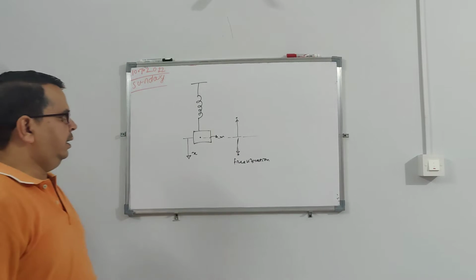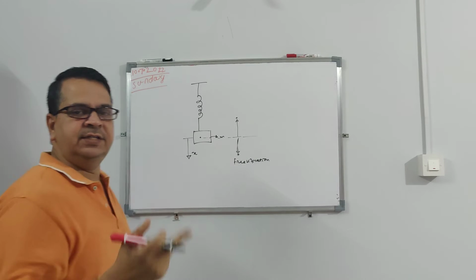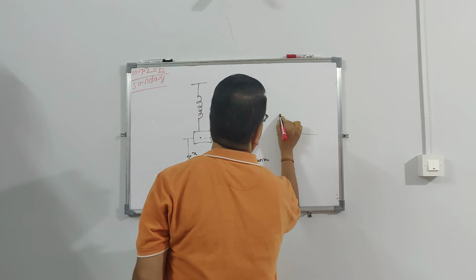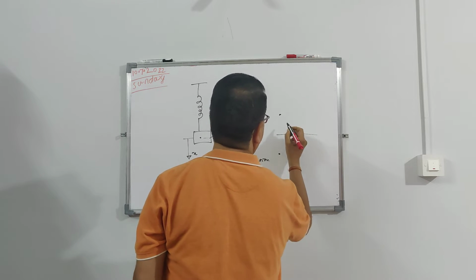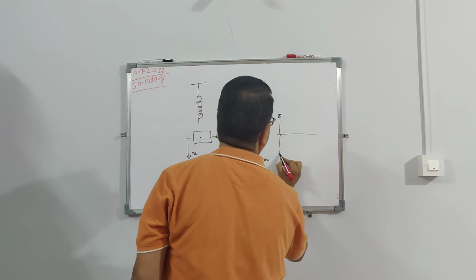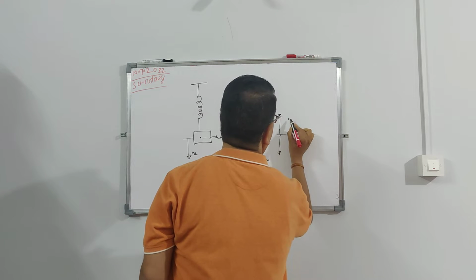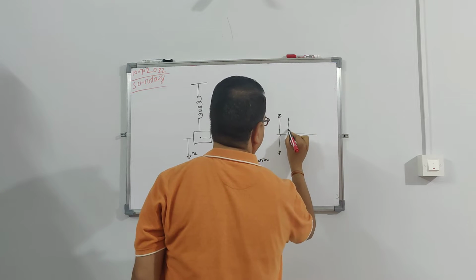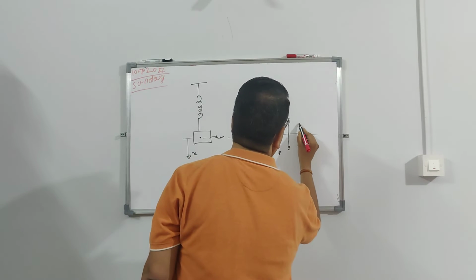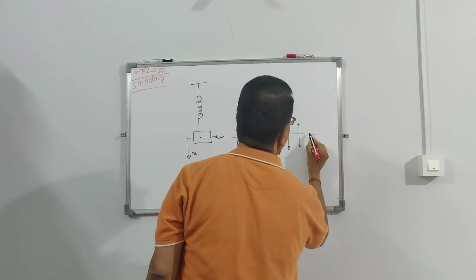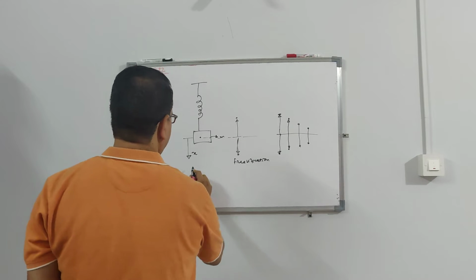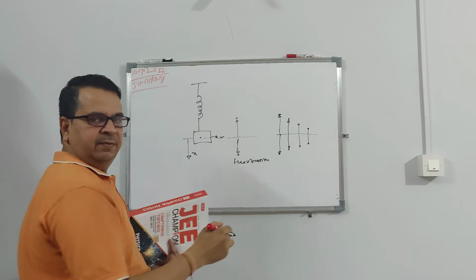Now suppose there is air resistance. What will happen? Initially it will try to oscillate about the mean position. Then the amplitude of vibration will decrease. Because of air resistance, the amplitude of vibration will go on decreasing. So the first example is your free vibration.